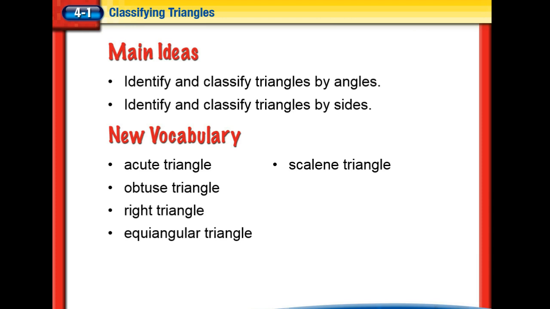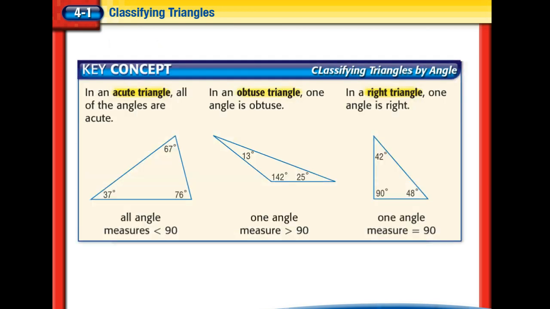A scalene triangle where no sides are congruent, an isosceles triangle where 2 sides are congruent, and an equilateral triangle where all 3 sides are congruent. Okay, and here are the official definitions and an example of each that I was just going over. For acute, all 3 are less than 90. Obtuse, 1 is more than 90, and right, 1 is exactly 90.